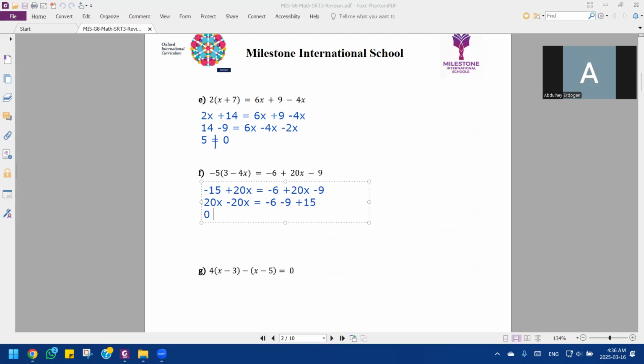20x minus 20x, 0, is equal to minus 6 minus 9. This is minus 15 plus 15 is 0. Is 0 equal to 0? Is it correct? Yes, it is correct. Okay, we keep it.